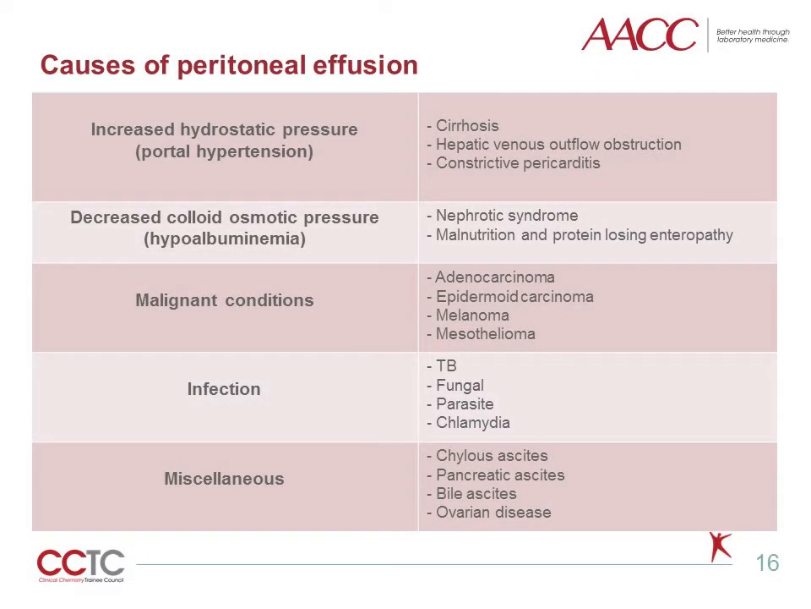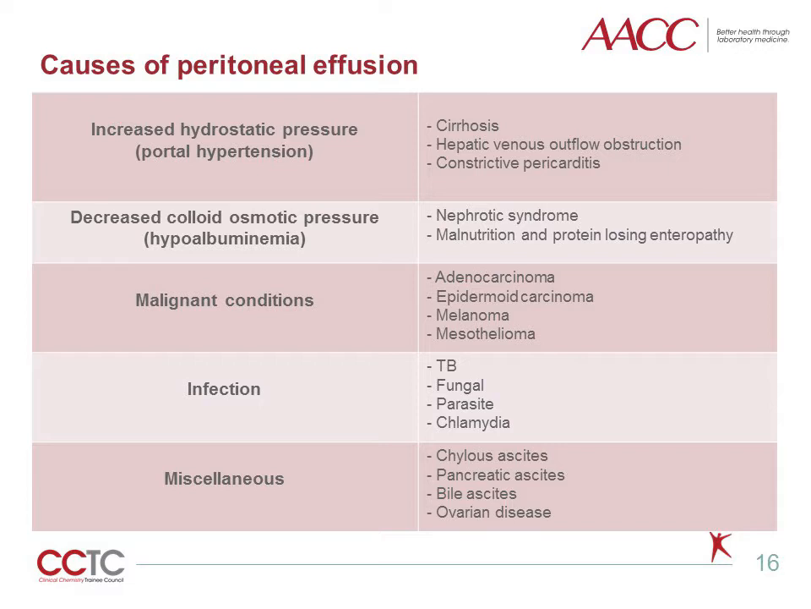Increased hydrostatic pressure is associated with portal hypertension and is often caused by cirrhosis, hepatic venous outflow obstruction, and constrictive pericarditis. Decreased colloid osmotic pressure occurs secondary to hypoalbuminemia, which is characterized as nephrotic syndrome and is associated with several disease conditions such as malnutrition and protein-losing enteropathy.